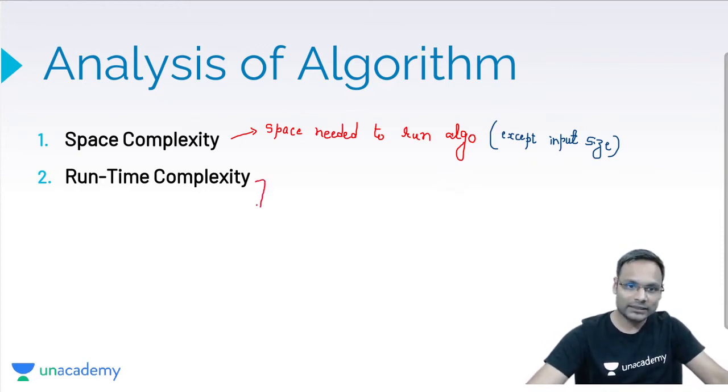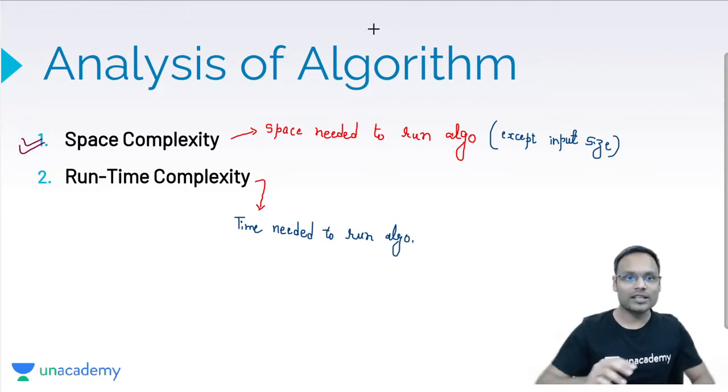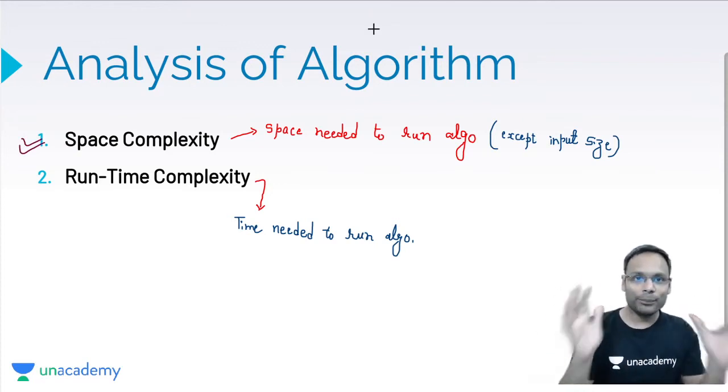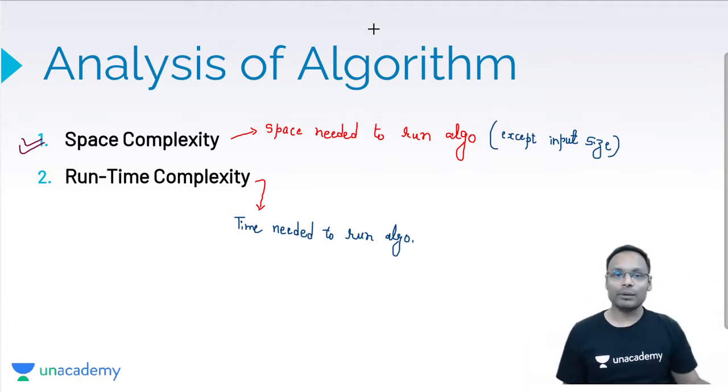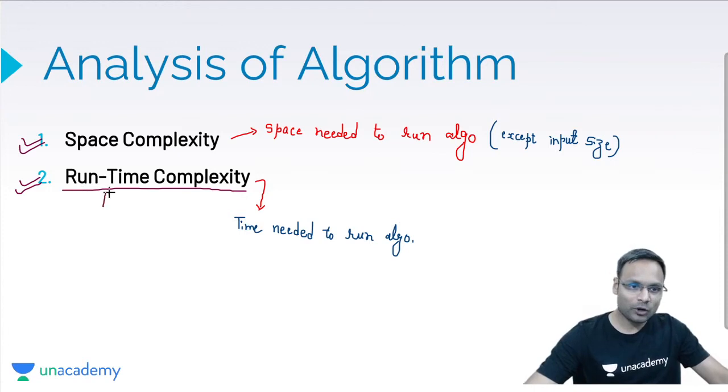Now listen to what I'm saying. What is runtime complexity? Runtime complexity is time needed to run the algorithm. Now, see, nowadays space is not a big concern, just because we have big enough memories and we have fast enough memories. The matter of concern here is that any algorithm you run should have minimum runtime complexity, which is the major matter of concern now.